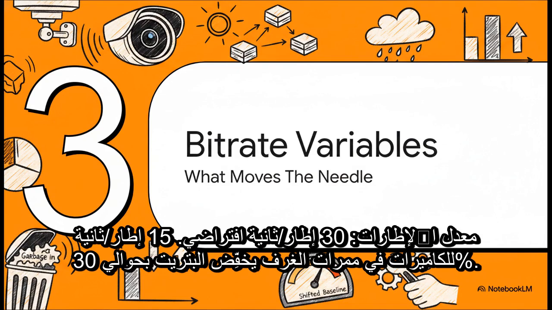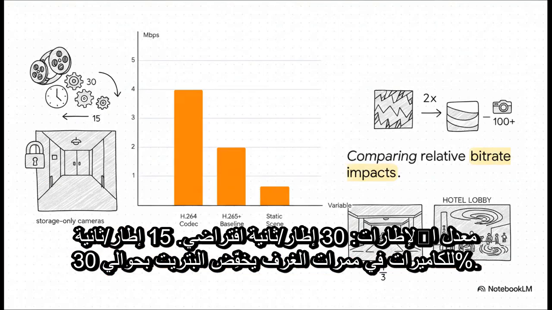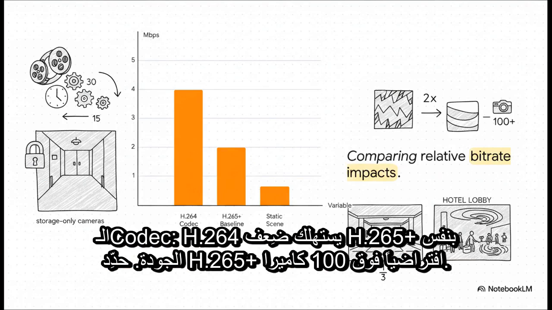Now, in engineering, garbage in means garbage out, right? We've got to account for the physical inputs that can drastically shift that 2 Mbps baseline. Let's look at those variables. Okay, let's look at the major impacts here, starting with frame rate. 30 frames per second is usually the default, but if you drop to 15 frames per second for storage-only cameras, like those pointing down completely empty guest room corridors, you instantly cut your bitrate by about 30%.